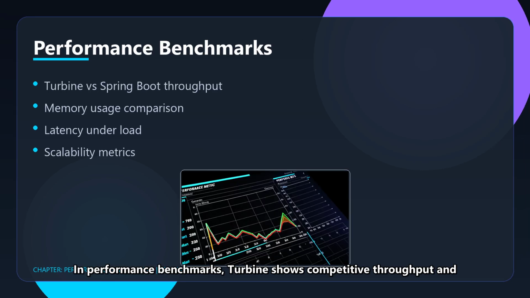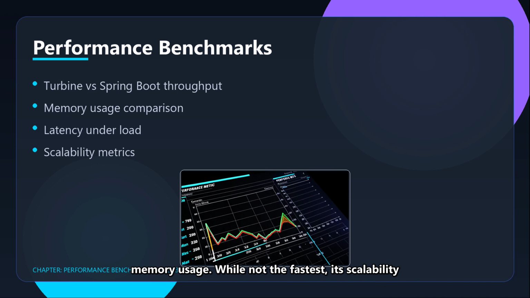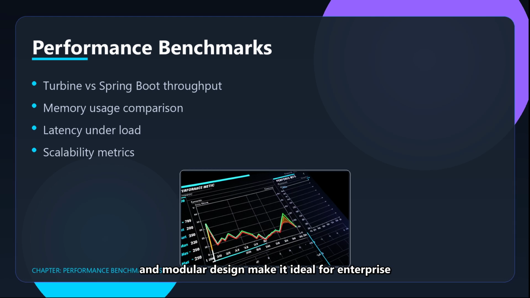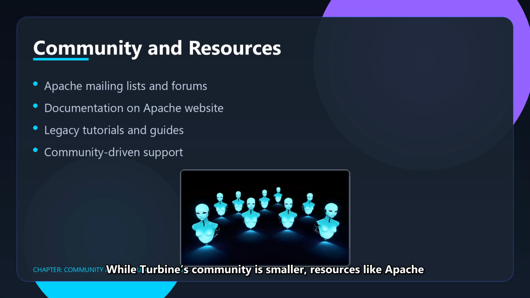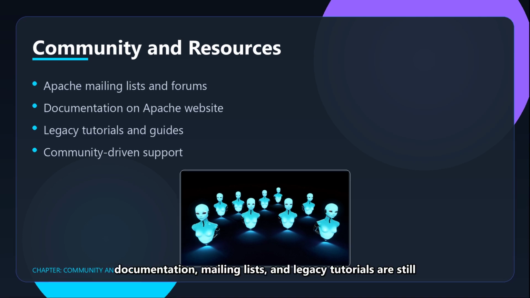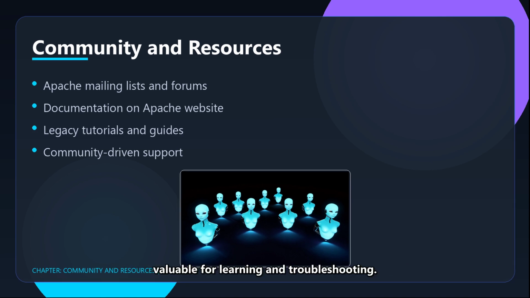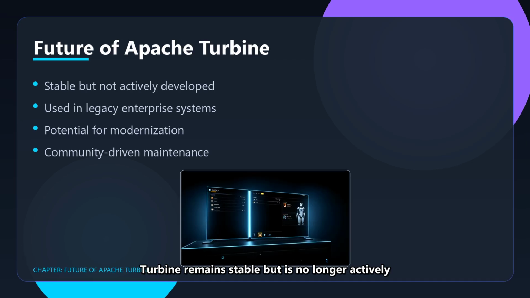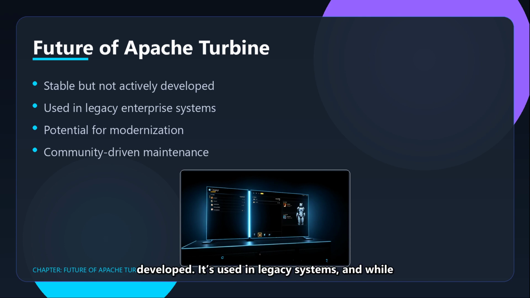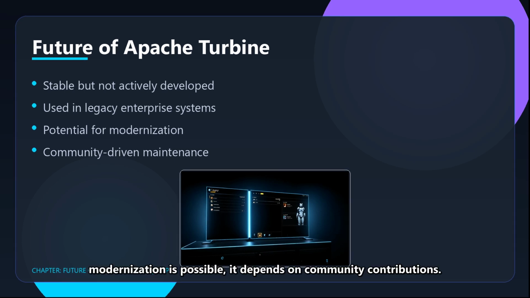In performance benchmarks, Turbine shows competitive throughput and memory usage. While not the fastest, its scalability and modular design make it ideal for enterprise applications. While Turbine's community is smaller, resources like Apache documentation, mailing lists, and legacy tutorials are still valuable for learning and troubleshooting. Turbine remains stable but is no longer actively developed. It's used in legacy systems, and while modernization is possible, it depends on community contributions.